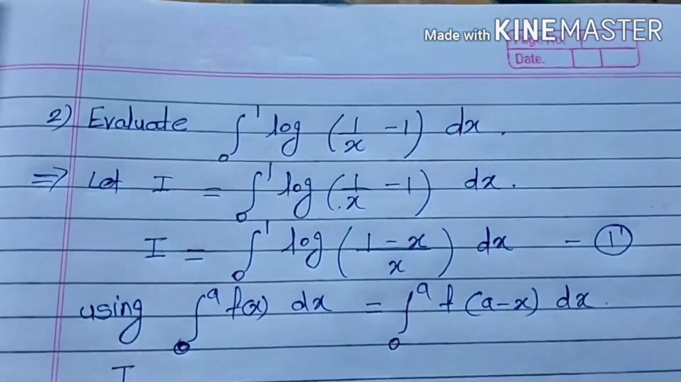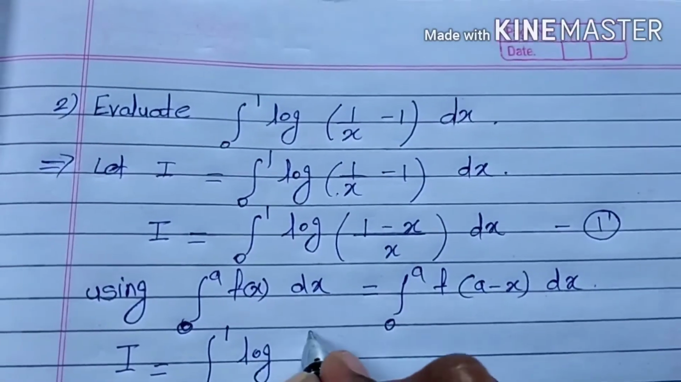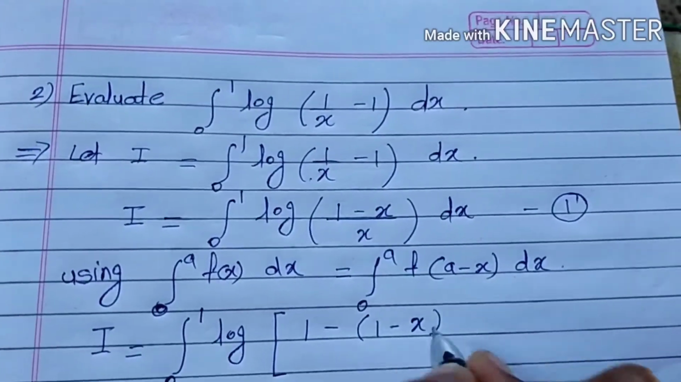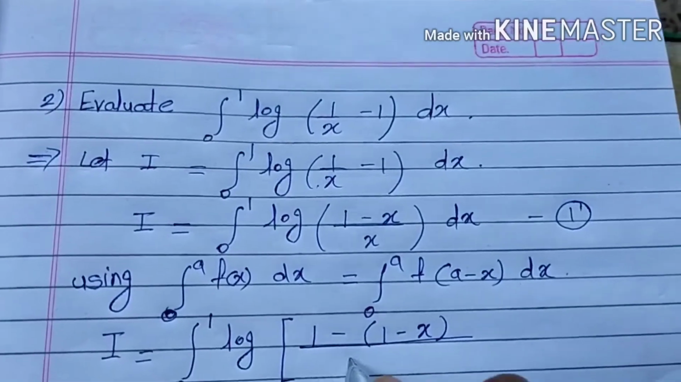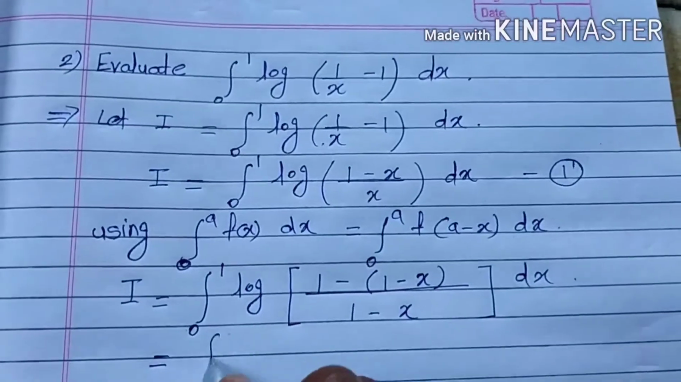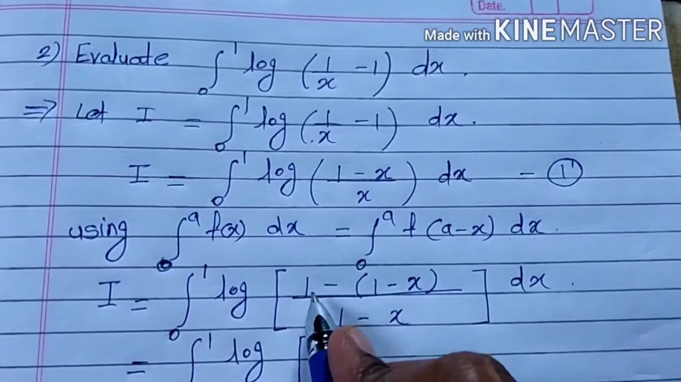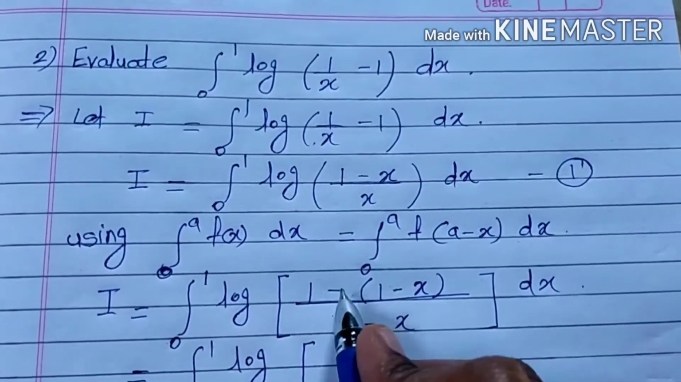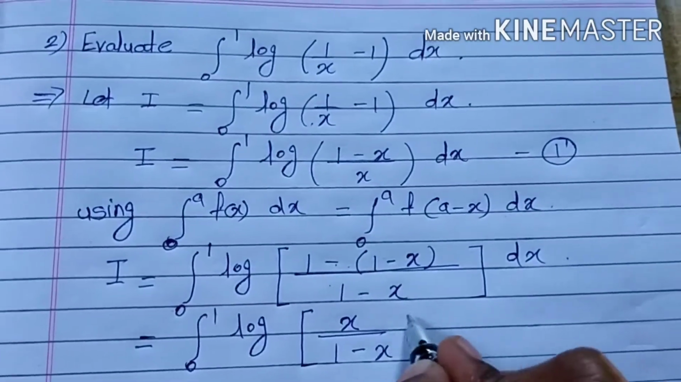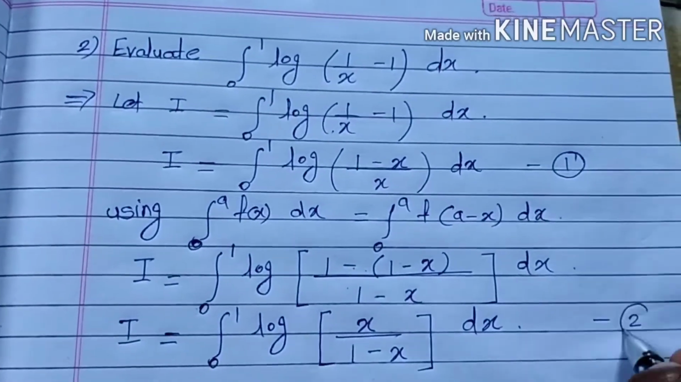Okay. Now using this property, the integral from 0 to 1 of log of (1 minus x) upon 1 minus x dx. Here if we open the bracket, then 1 minus 1 will get cancelled and this minus becomes plus, so it is x upon 1 minus x dx. It is I. Now give it equation 2.